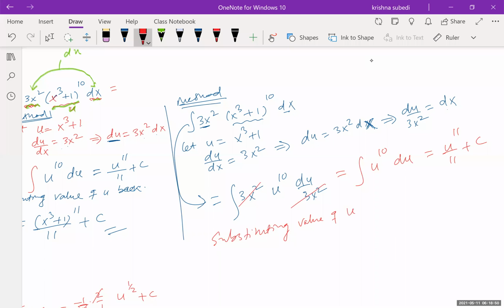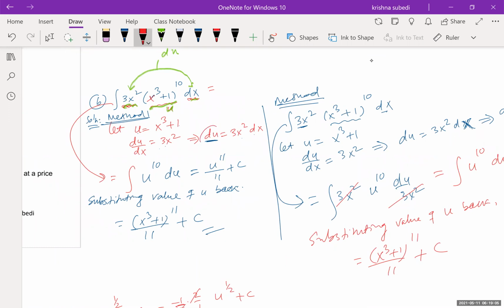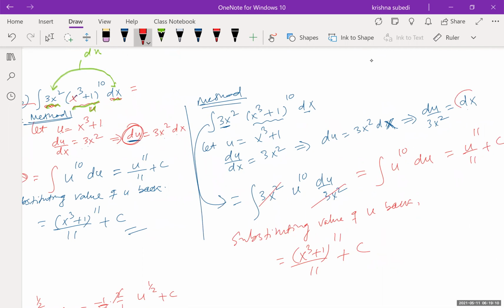And substitute the value of u back. So your answer is going to be x cubed plus 1 raised to power 11 over 11 plus c, okay? What I'm trying to say here is that either solve for du or solve for dx, and substitute the value, whichever you find easy. For all these questions in substitution, either solve for du and substitute, or solve for dx and substitute. Whatever makes your life easy, go for it.